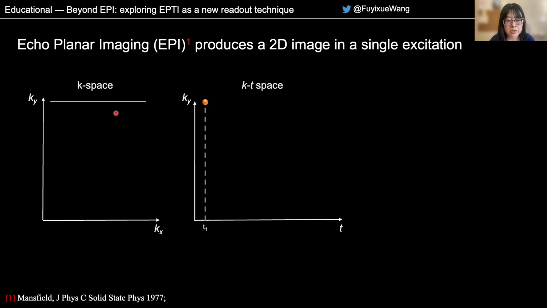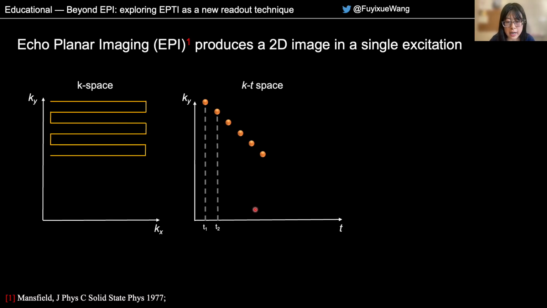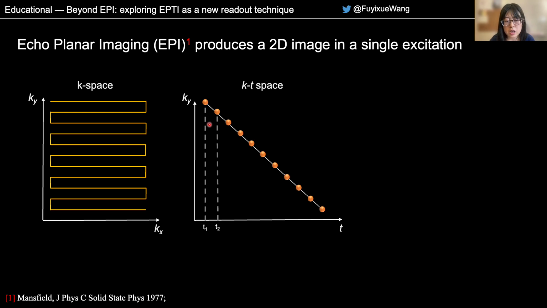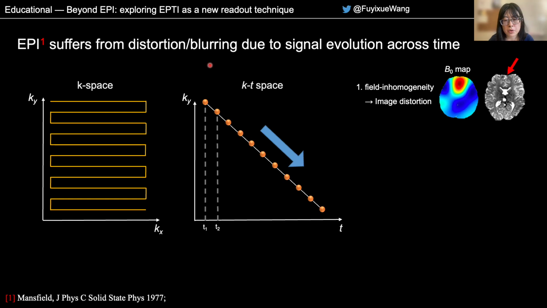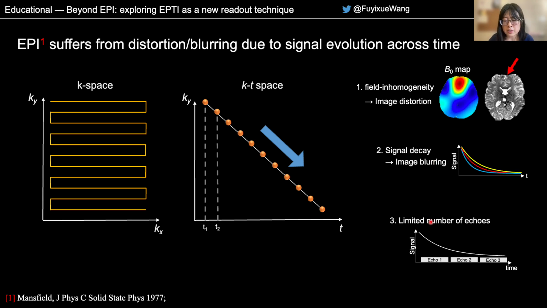Conventional EPI acquires different phase encoding lines at different time points. So if we look at the acquisition in KT space, it will show as a diagonal line in this space. After combining the phase encoding lines at different time points, we get an EPI image. However, it suffers from distortion and blurring due to signal evolution across time. Field inhomogeneity leads to image distortion, signal decay leads to image blurring, and the long readout limits the number of echoes we are able to obtain before the signal decays away.